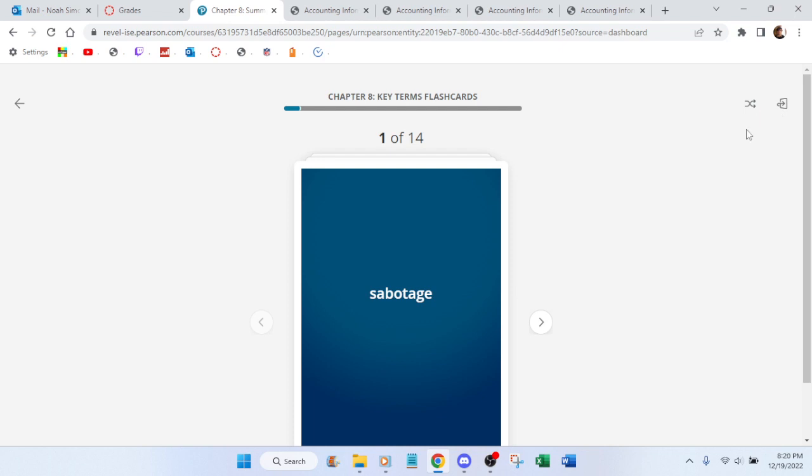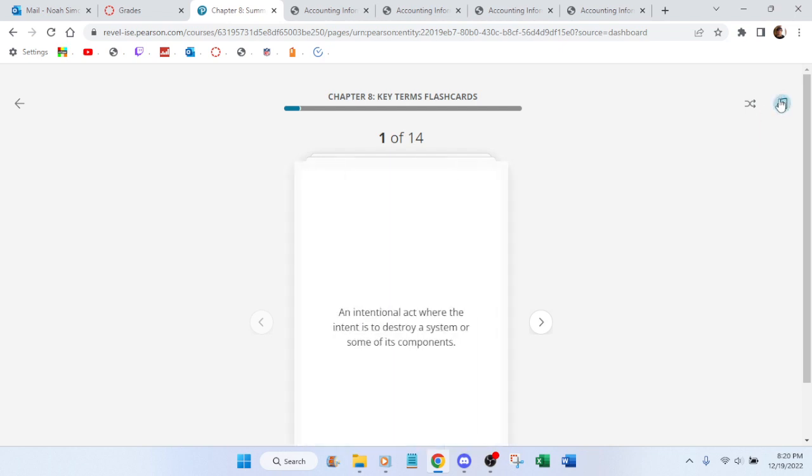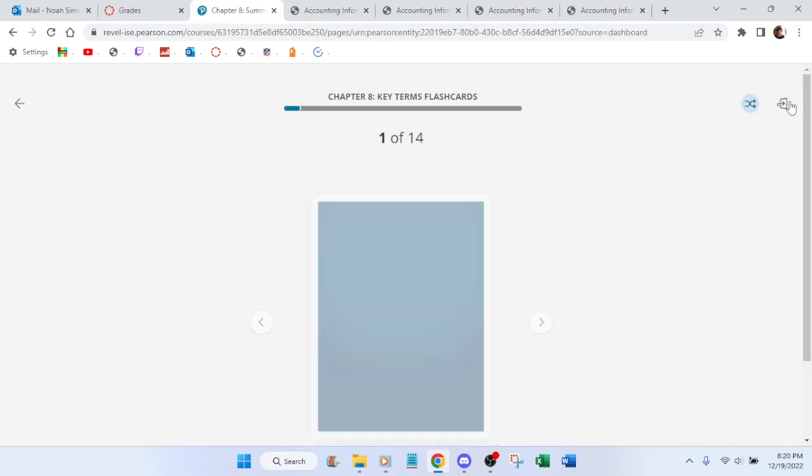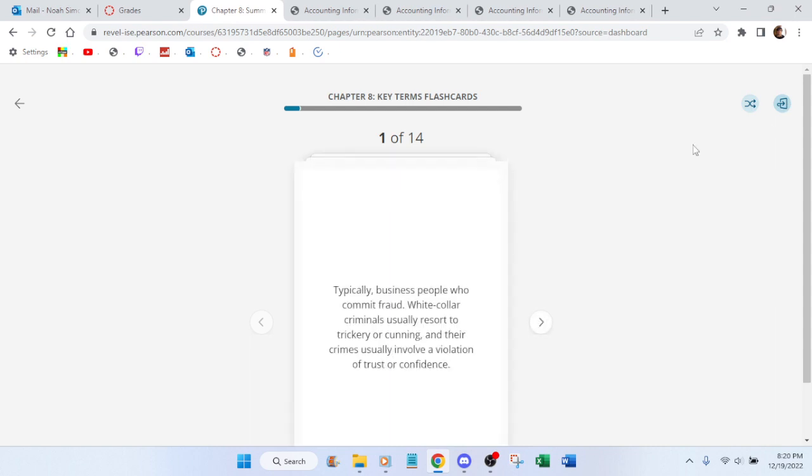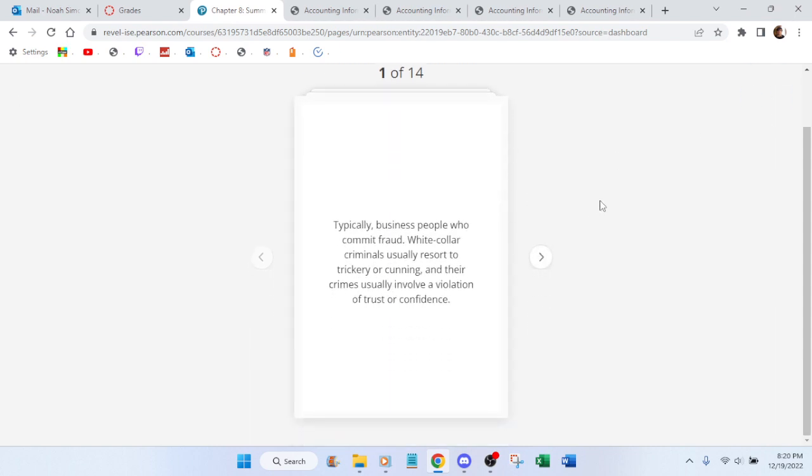This is dumb. This is stupid. What? They literally put the word in the definition. Fail.